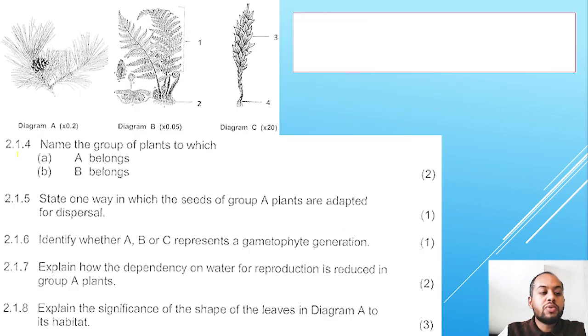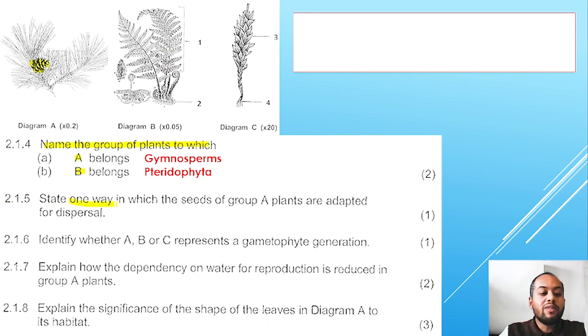The next question, 2.1.4 says name the group of plants to which A belongs. It's 2 marks in total, so it's 1 mark each. The name of the group is going to be the gymnosperms because we can see that here is a cone. To which B belongs, so we look at B, what is the name of this plant group? It's going to be the pteridophyta because we can see we have a fern.